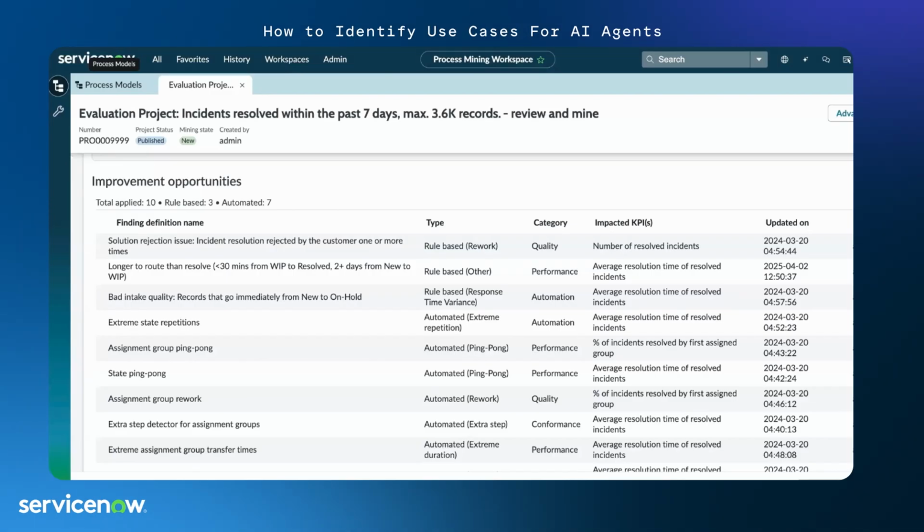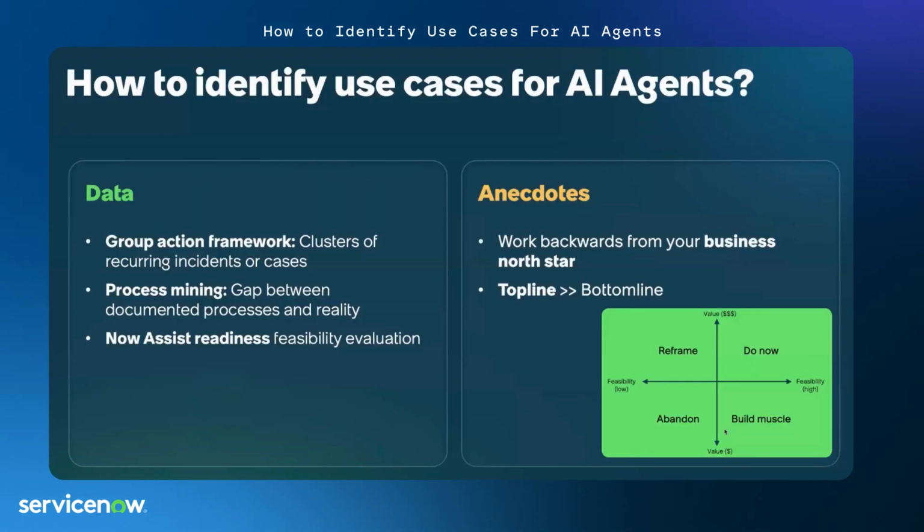So Group Action Framework tells you what or where to start. Think of that as the total size of the pie. And then process mining tells you the details, what is going on in this pie, that allows me to say, here's where I would put an AI agent. Both are included on the platform for all customers. And the third thing, Now Assist Readiness, is a store app. That will give you your tech feasibility and readiness, such as whether you have knowledge articles in good shape, and whether you have enough content on your incidents. So all three are great inputs into identifying your use cases.